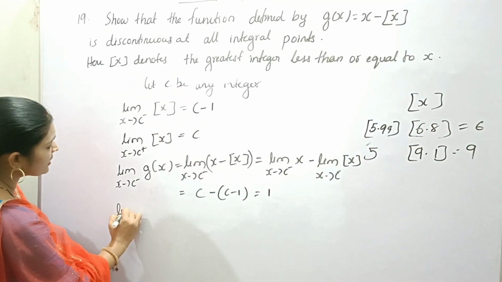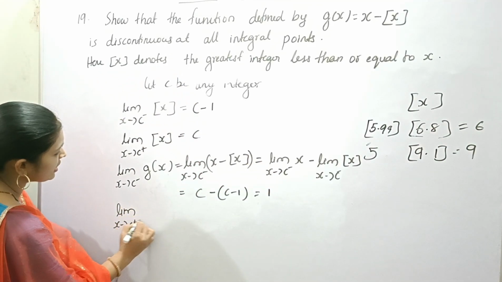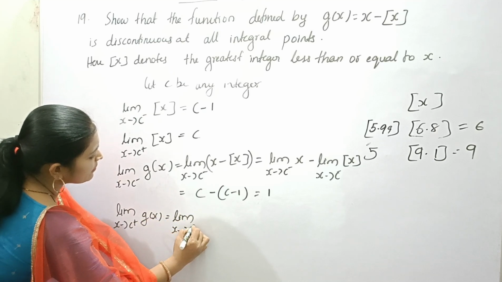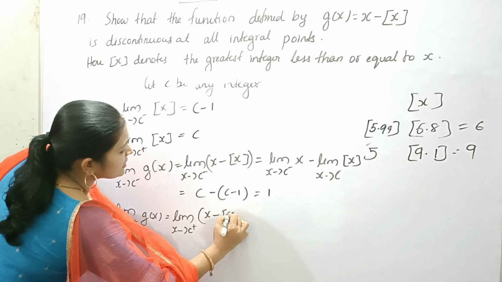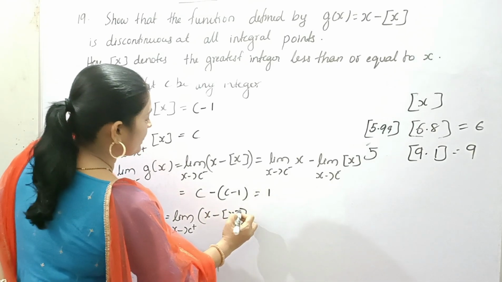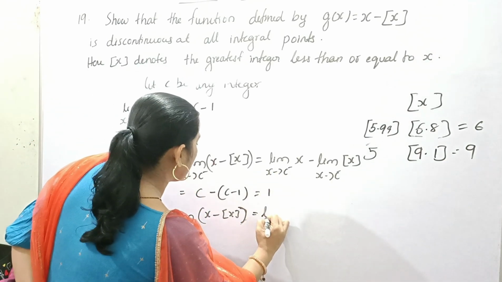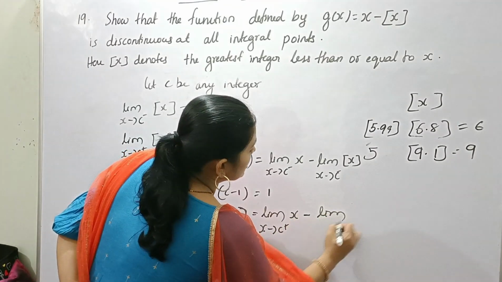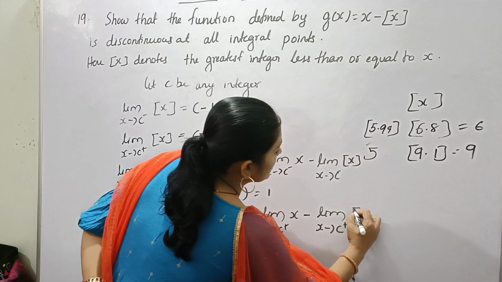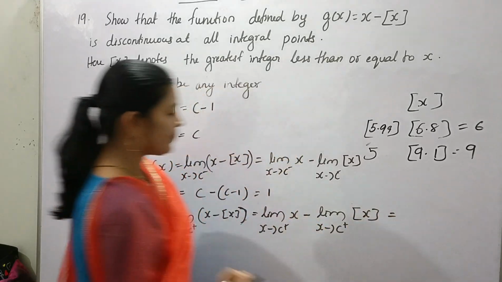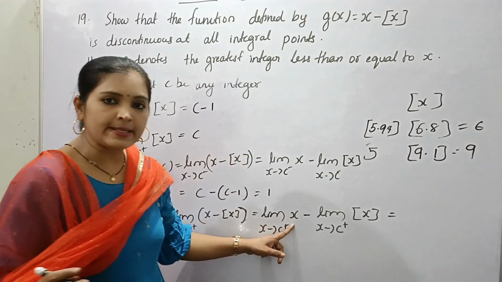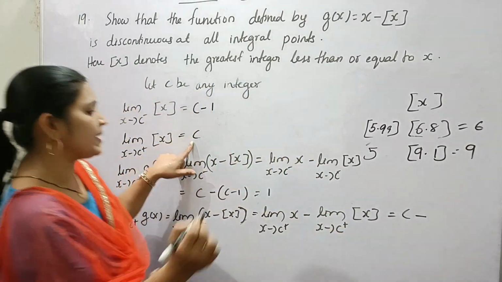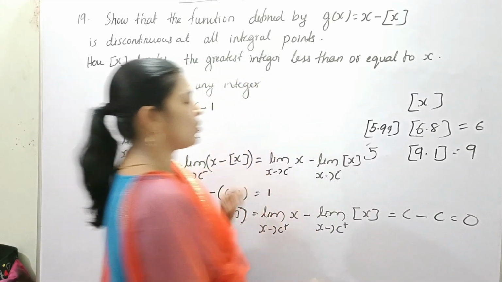So next we will find the right hand limit. Limit x tends to c plus g of x is equal to limit x tends to c plus of x minus greatest integer of x, that is equal to limit x tends to c plus of x minus limit x tends to c plus of greatest integer of x. Here substitute x is equal to c, so it will be c minus c, so it is equal to 0.